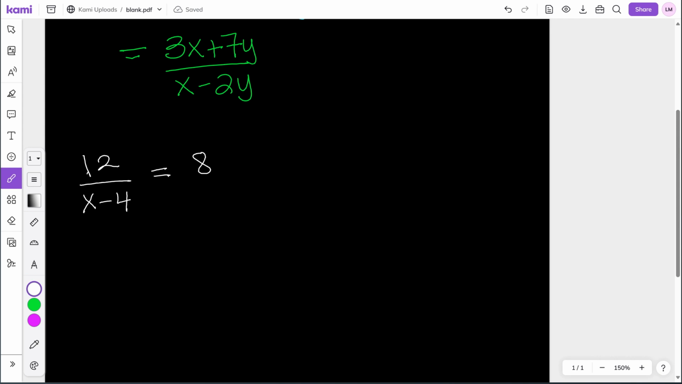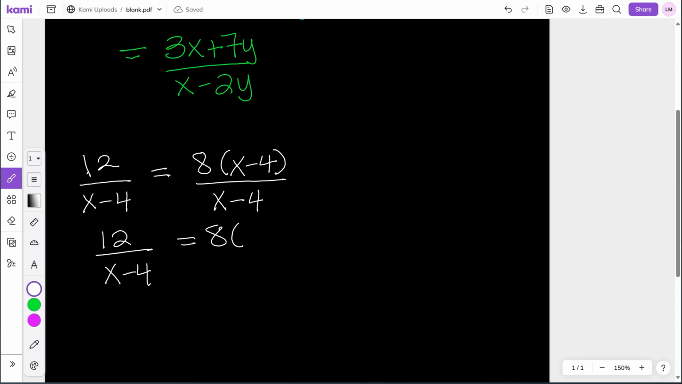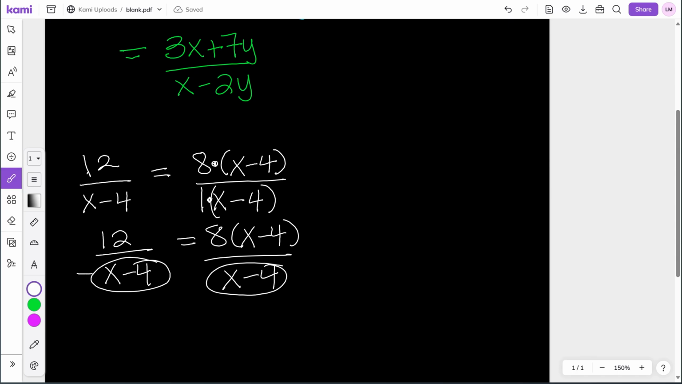So when I have something like this, I can find common denominators, or I can clear the fraction. I'm going to give you guys the option to do either one. So if I'm finding common denominators, I would multiply top and bottom by x minus 4. So I have 12 over x minus 4 equals 8 times x minus 4 over x minus 4. All right, so I multiplied, this was 8 over 1. I multiplied top and bottom by x minus 4. All right, so when my denominators are the same, we can kind of ignore them and just focus on the numerator.